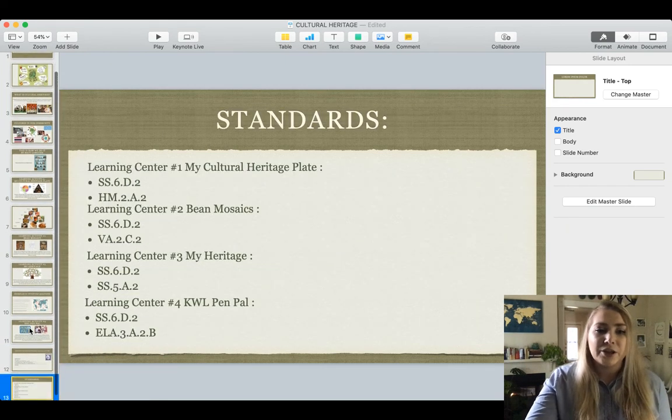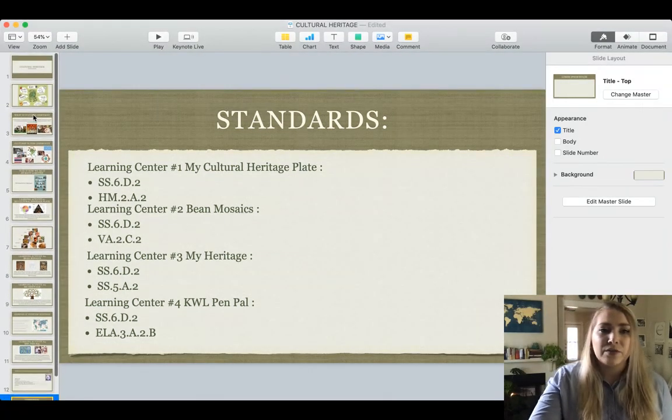Here are my standards that I used for the different learning activities.